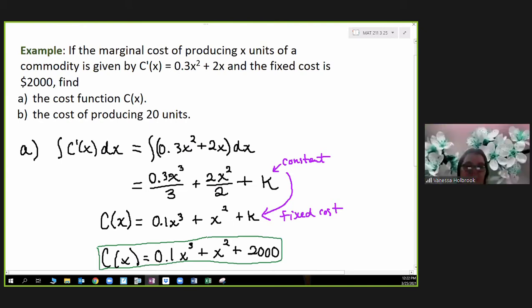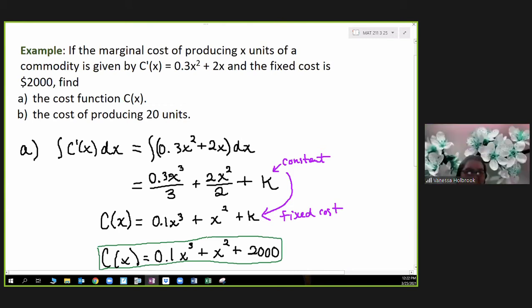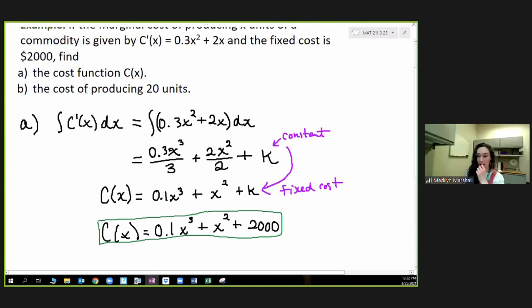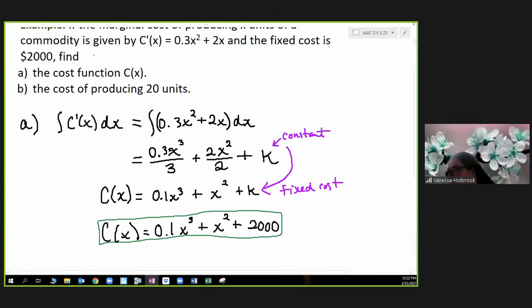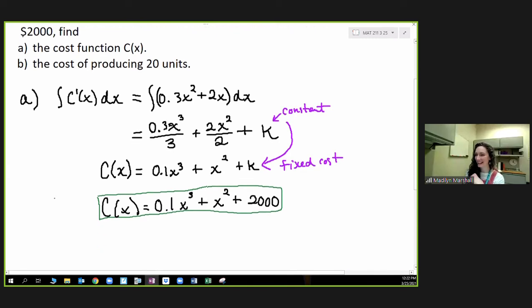And then we just plug in 20. Right, exactly. So add 2000 to my answer. 2000? To my 400. Oh, I see. Okay.